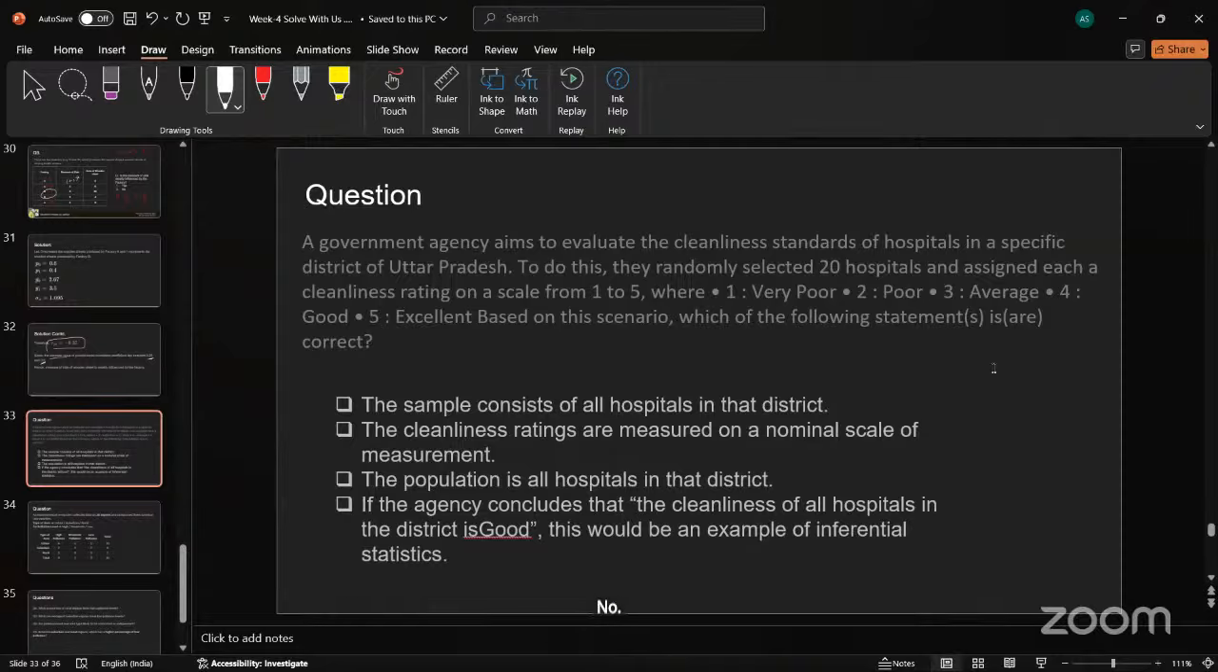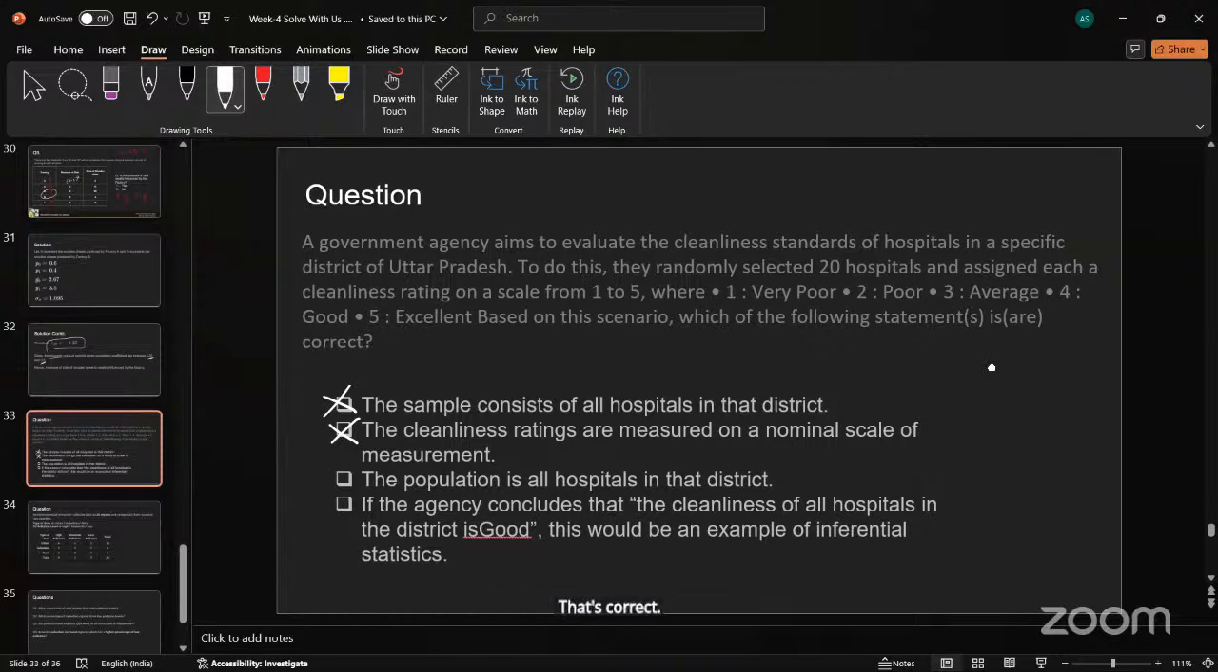No, sir. So what is the sample in this scenario? The 20 hospitals which are randomly selected. Exactly. So the 20 hospitals that were randomly selected are the sample. So this is wrong. Then for the second one, the cleanliness ratings are measured on a nominal scale of measurement. Wrong. It is ordinal scale. Okay, the third one. It is correct.